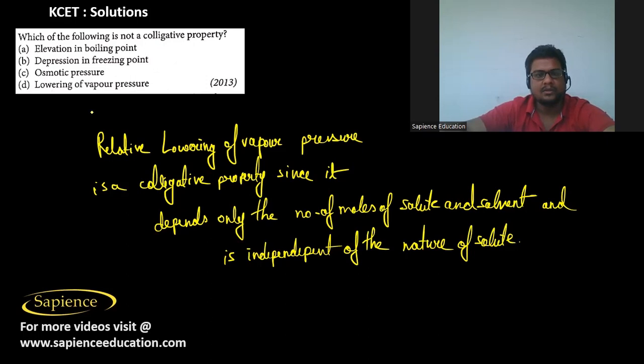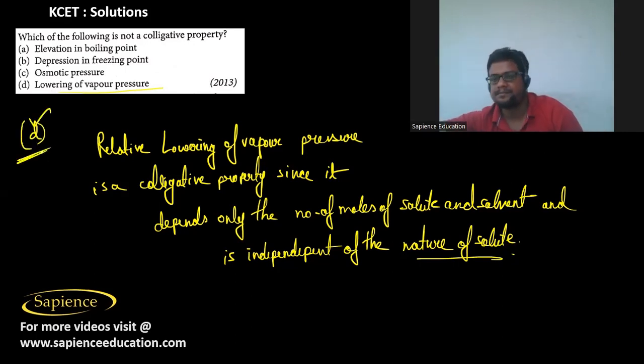But here it is told lowering of vapor pressure. So simply lowering of vapor pressure, if we take, will depend on the nature of the solute also. So it is not a colligative property. So it means that option D is the correct answer.